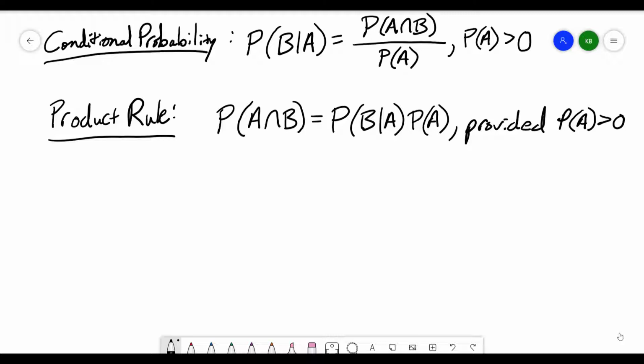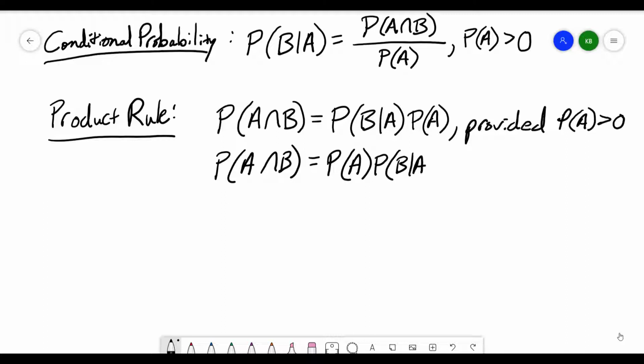So sometimes we write it that the probability of A intersect B equals the probability of A times the probability of B given A. Again, provided that the probability of A is greater than 0. And again, this is just that the order doesn't matter when we multiply, right?